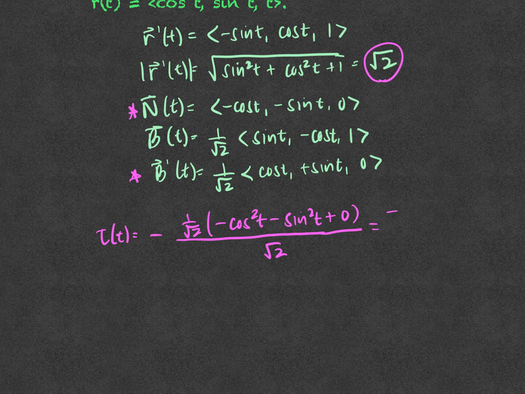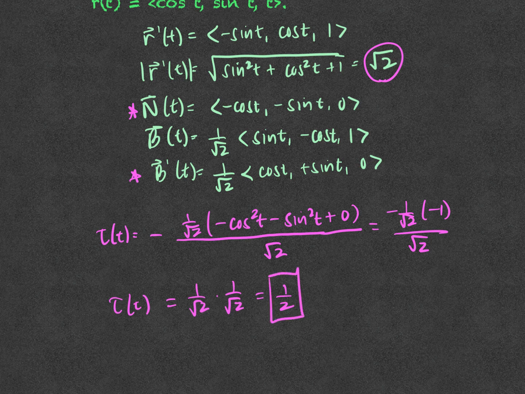So this means we have negative 1 over the square root of 2, and that makes negative 1. Cosine squared plus sine squared is 1, and there's a negative in front of both, over the square root of 2. So this means that we have positive 1 over the square root of 2 divided by the square root of 2, which is 1 over the square root of 2. So we get 1/2. So tau of t equals 1/2. And that is the torsion of the curve, which talks about how much a curve twists at p.